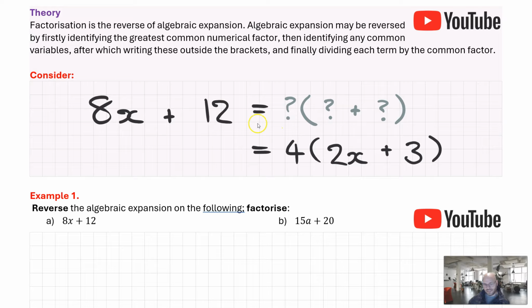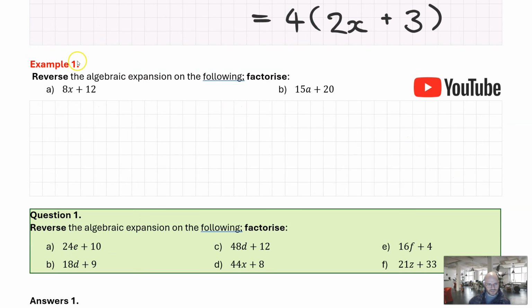So what we're learning is how to go from the left over here and turn it back into the right over here. Let's start off example 1. Reverse the algebraic expansion on the following. In other words, factorise. First one we have 8x plus 12. What we want to do is rewrite this expression using brackets in its most simplified bracketed form.